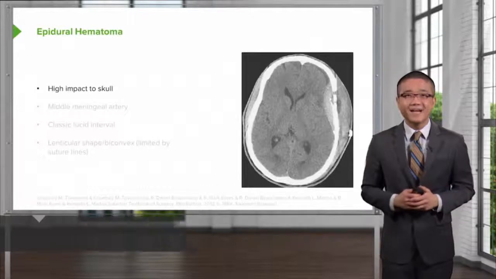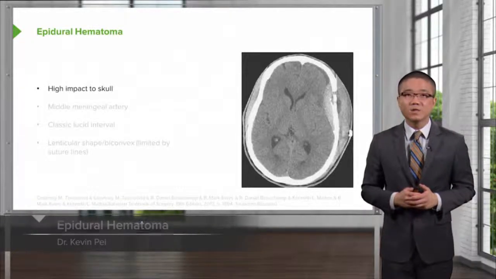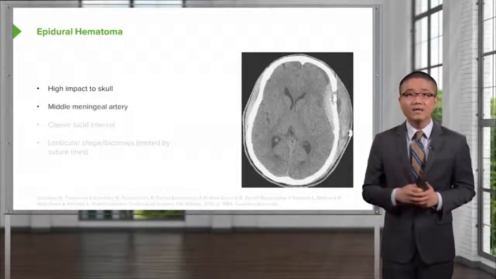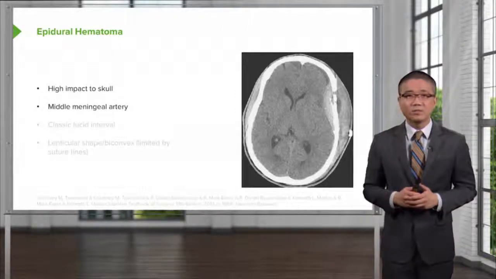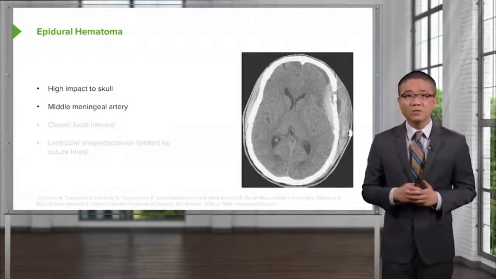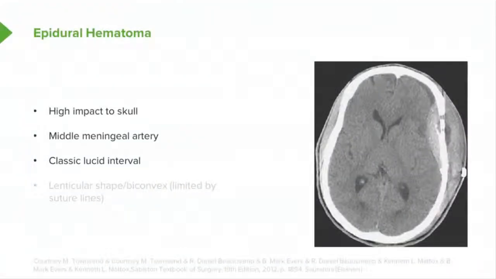Let's move on and discuss epidural hematomas. Once again, epidural hematomas are associated with high impact to the skull. Unlike subdurals, which are associated with bridging veins, the epidurals are associated with the middle meningeal artery. In a clinical scenario, this often describes the classic lucid interval, where the patient immediately following the trauma may actually be lucid, and after about 30 minutes to an hour has a second comatose episode.